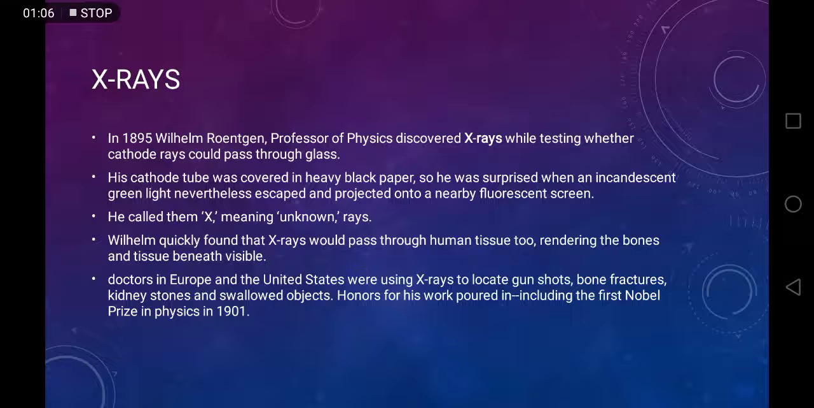Doctors in Europe and the United States were using X-rays to locate gunshots, bone fractures, kidney stones, and swallowed objects. Honors for this work poured in, including the first Nobel Prize in Physics in 1901. Medical X-rays are used to generate images of tissues and structures inside the body.